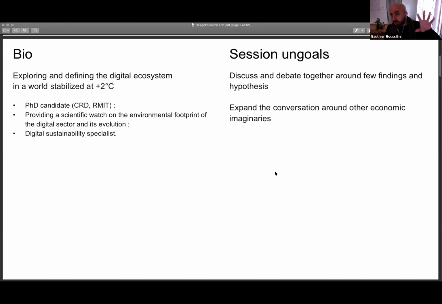My research topic, in a broad way, is to explore what the digital ecosystem looks like in a world that is stabilized at +2 degrees, which means a world in which we are trying to meet Paris Agreement targets. I look both at digital services, how we are making them, but also at infrastructures. How do we make them and how do we maintain them? I've been doing that for a few years, even if my PhD started a bit more recently.